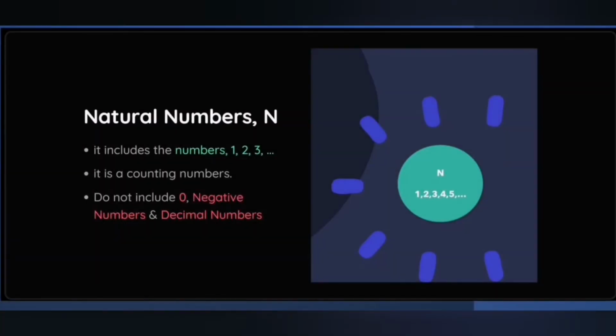The most basic type of classification of numbers are the natural numbers. N is the symbol that we use to represent them. Natural numbers include numbers such as 1, 2, 3, 4, 5, and so on. They are often referred to as counting numbers. Kindly take note that natural numbers do not include 0 or any negative numbers, as well as any decimal numbers.